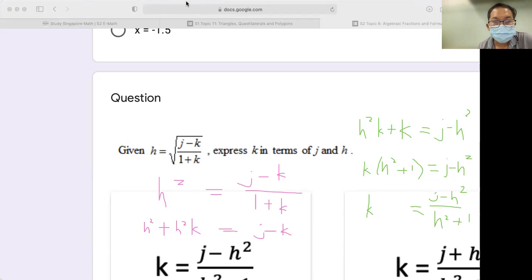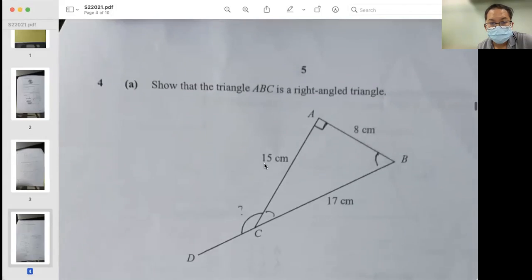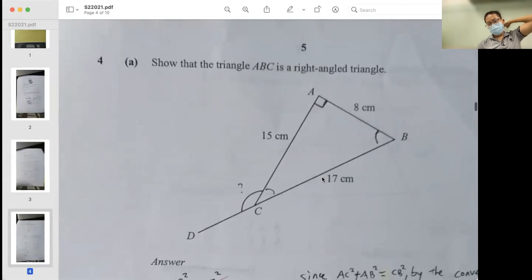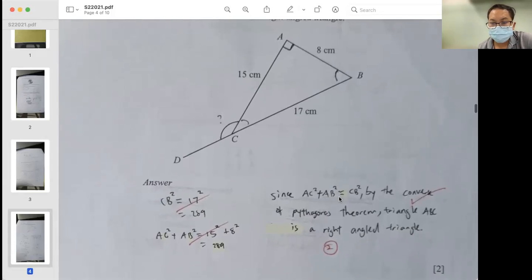Okay. So let's move back to this. Okay, so question 4A, the triangle ABC is a right angle triangle. Okay, so I'll show you the answer. So you just say by the converse of Pythagoras theorem, AC square plus AB square equals CB square. Yeah, remember to show the working also, the numbers.